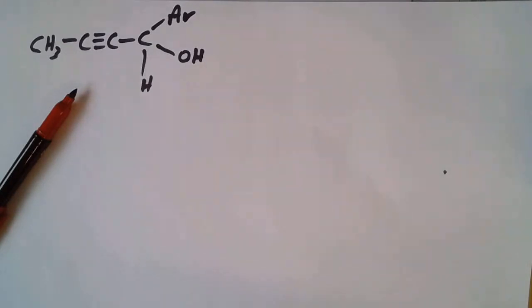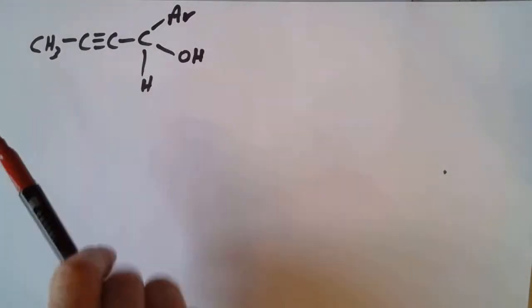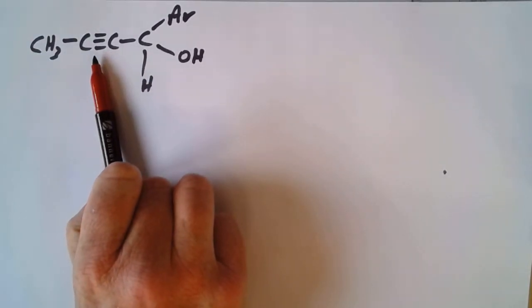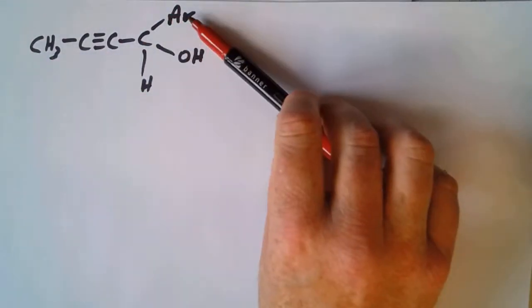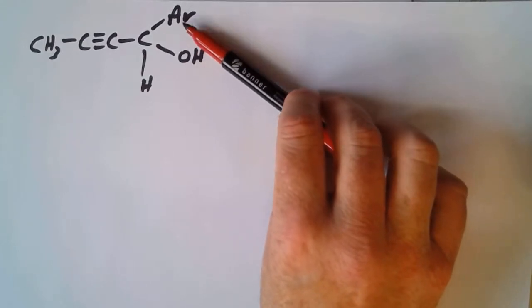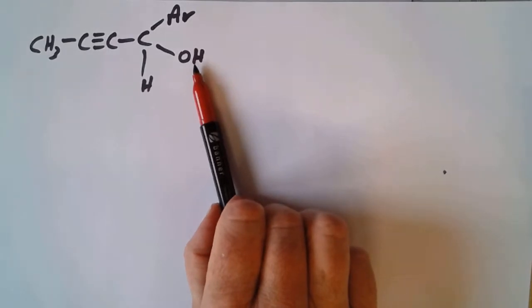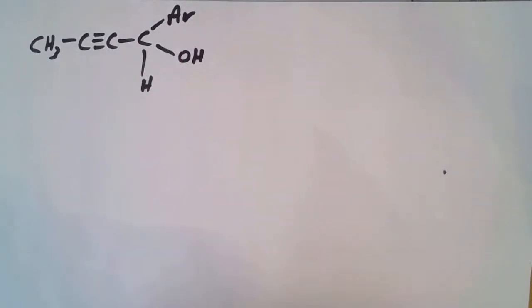So there are a number of positions here, or bonds should I say, that we could consider breaking. The best way to start this is to identify the functional groups that are present. What stands out quite well is that we have an alkyne functionality here, an aromatic functionality represented by Ar, and also an alcohol functionality here. So where do we start with this process?